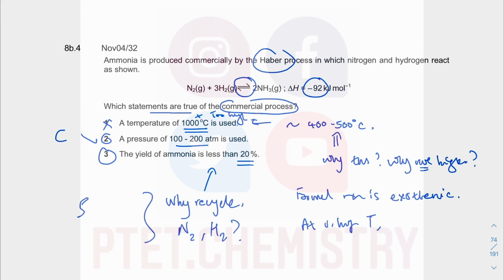Okay, think about the setup. Sometimes they do ask you to draw a simple setup of how the Haber process works in industry. Sometimes they give you the setup and ask you to label it. So you do recycle the N2 and the H2. This is obtained from distillation of liquid air, and this is obtained usually from cracking of hydrocarbons. All right.